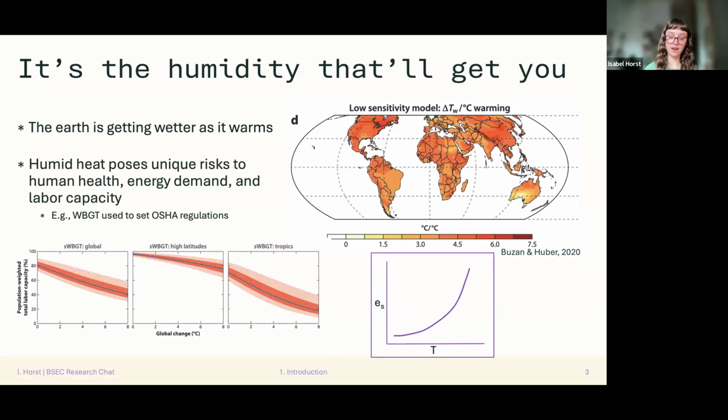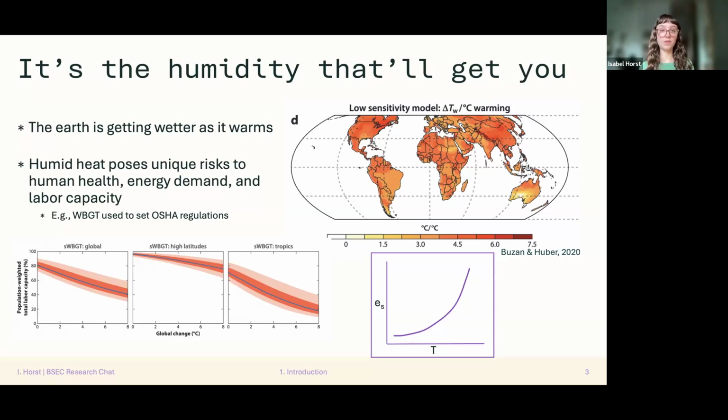And I mentioned that high temperatures have a lot of risks for our health, our infrastructure. But when you add humidity to the equation, it kind of introduces some unique risks. So we as humans experience heat as a humid heat because we're sweating beings. Humidity can also have direct effects on our energy demand, how much energy we need to cool our houses. And also, it can affect things like labor capacity.